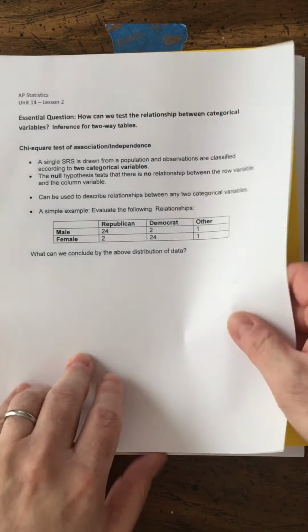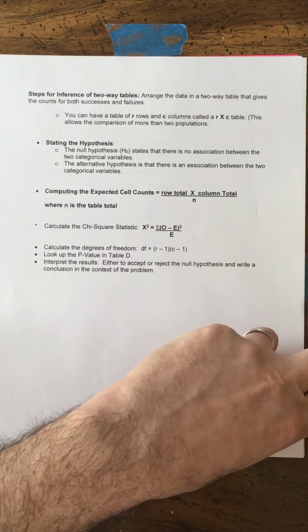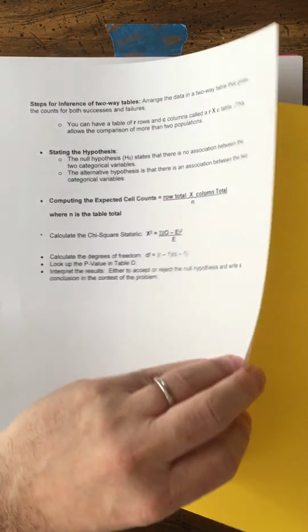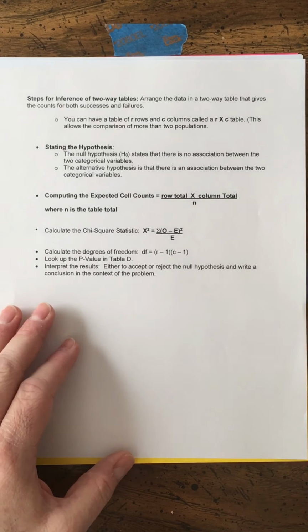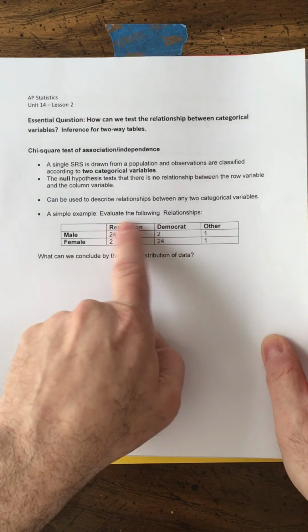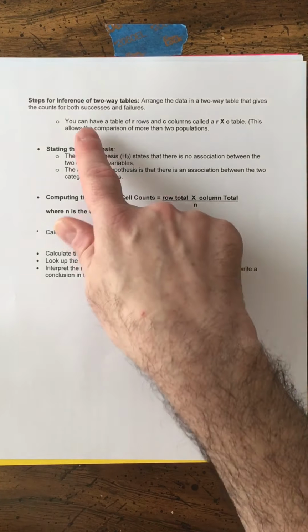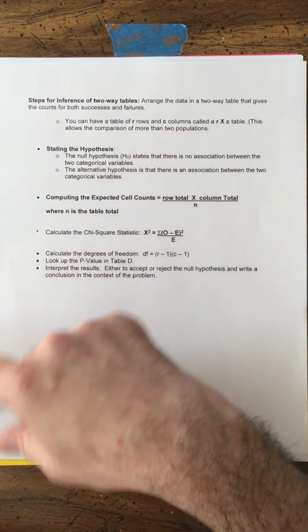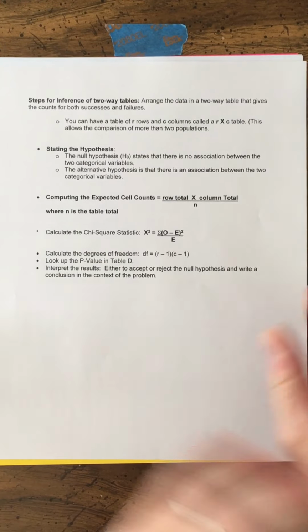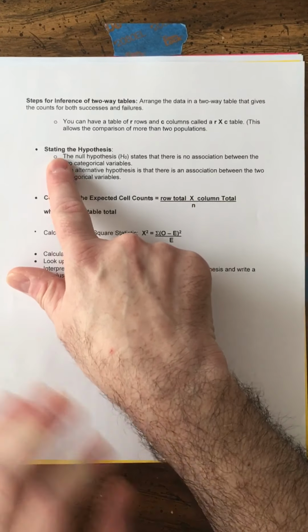So let me take a look at, I'm just using this so it doesn't bleed through. Let's take a look at how we do this. So, steps for inference for a 2-way table. You're going to have to arrange the data in the table like this. 1 variable for the columns, 1 variable for the rows, right? We actually call this an R by C table, row and column table. This allows us to compare 2 or more populations. I'm sorry, the comparison of more than 2 populations.